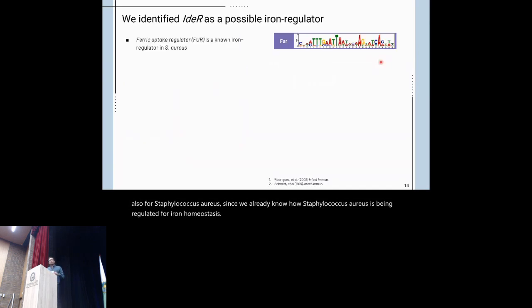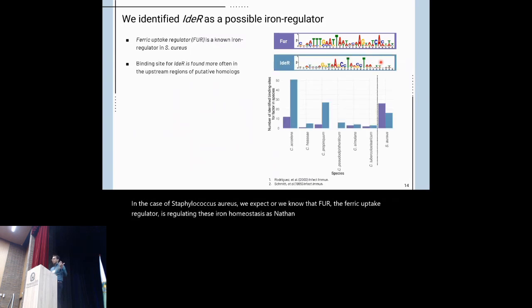In the case of Staphylococcus aureus, we know that FUR, the ferric uptake regulator, regulates iron homeostasis, as the name says. But for Corynebacteria, we actually identified a binding site for IdeR in the upstream region of all of those putative homologs that we identified. As you can see here, in all Corynebacteria we find more binding sites for IdeR and just a few of FUR. Only in Staphylococcus aureus did we find more FUR binding sites for the different homologs than IdeR.